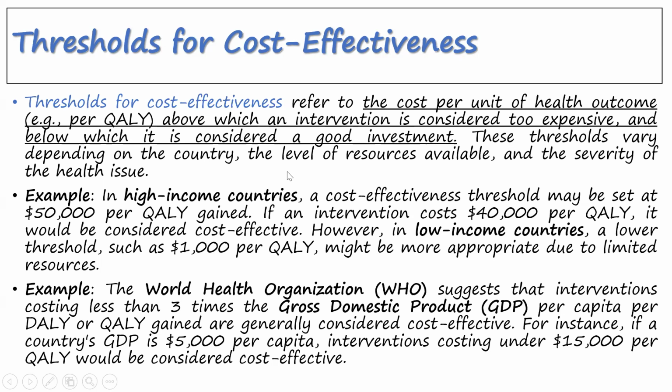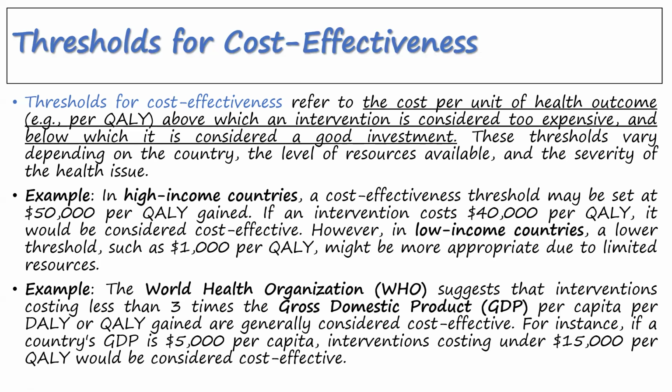These thresholds vary depending on the country, the level of resources available, and the severity of the health issue. For example, in high-income countries, a cost effectiveness threshold may be set at 50,000 per QALY gain if an intervention costs. So this is just a lot of issues related to the numbers. But what they're basically telling us, just focus with this definition. When you are talking about the threshold for cost effectiveness, it refers to the cost per unit of health outcome.